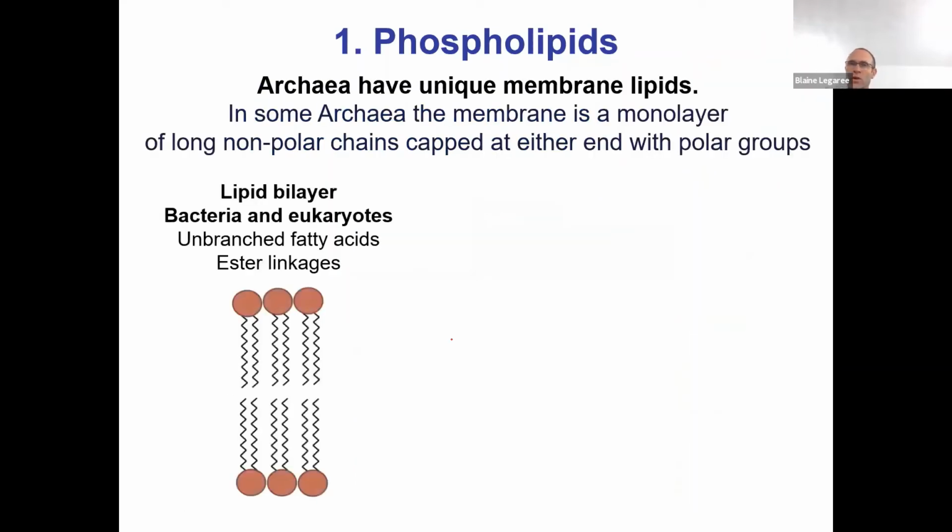So we're going to talk about archaea a little bit in the next unit. We mentioned them a little bit at the beginning of the course, that they're kind of like bacteria, but not quite. So one way that they are different from bacteria and eukaryotes is their phospholipids. If you take a look here on the left, I'm showing you what a phospholipid bilayer looks like in bacteria and eukaryotes. You have these fatty acids. The fatty acids are unbranched, and they're attached to the polar heads in something called an ester linkage.